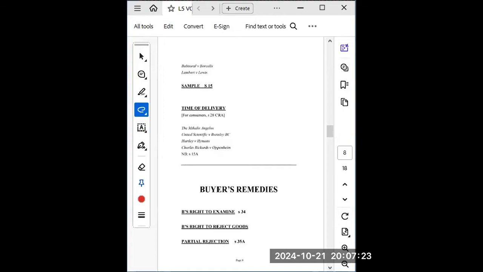United Scientific against Burnley Borough Council. This case concerned a 15-year lease of property. There were two rent review provisions. One was in year 5 and the other one was in year 10. The landlord forgot to give notice in year 5. So the tenant argued two things. First of all, they said, hey, time was of the essence. And the landlord did not give notice in year 5. So now it's the landlord's problem. He's got to wait until the next review, which is in year 10.